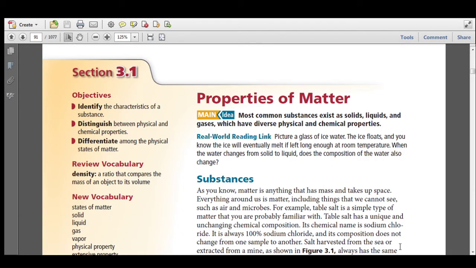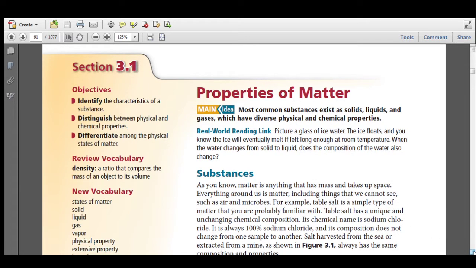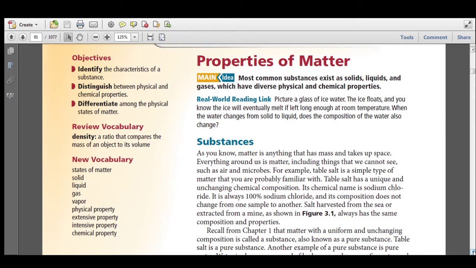Section 3.1, Properties of Matter. The objectives are to identify the characteristics of a substance, distinguish between physical and chemical properties, and differentiate among the physical states of matter. Some vocabulary review will be density, and some new vocabulary you'll come across is states of matter, solid, liquid, gas, vapor, physical property, extensive property, intensive property, and chemical property.